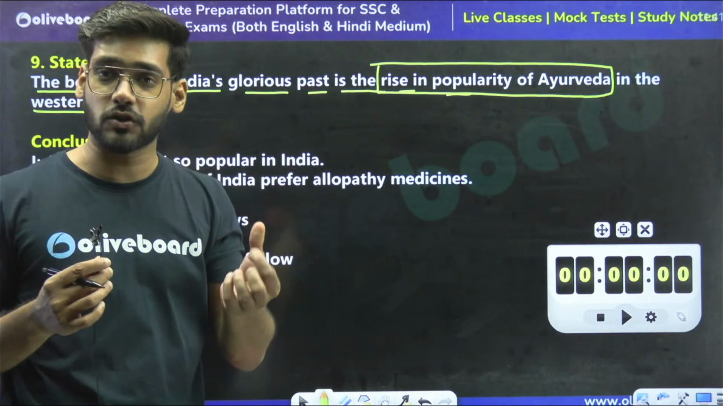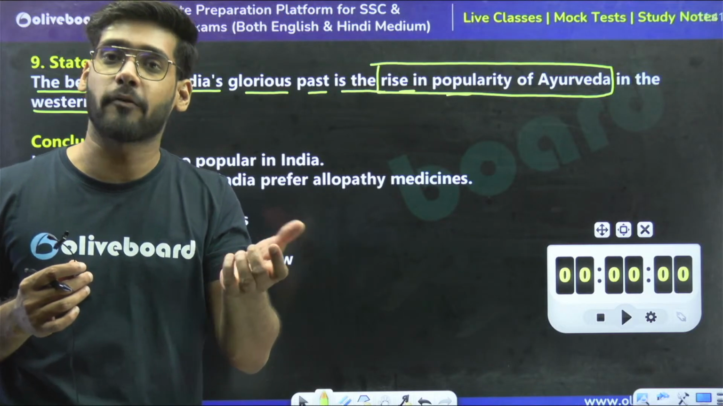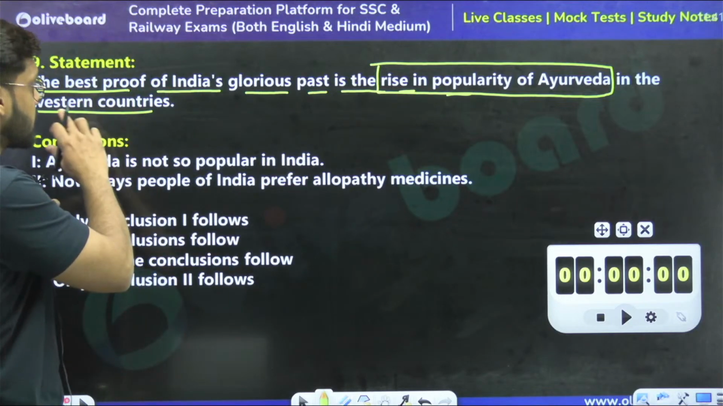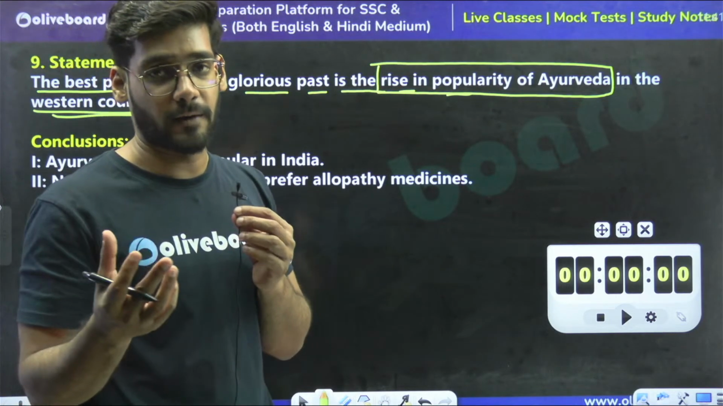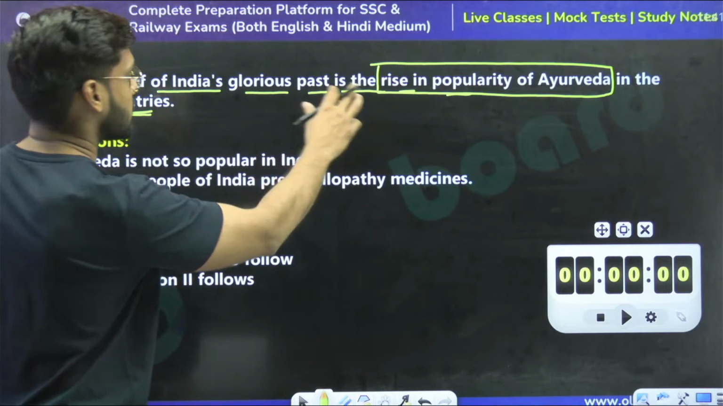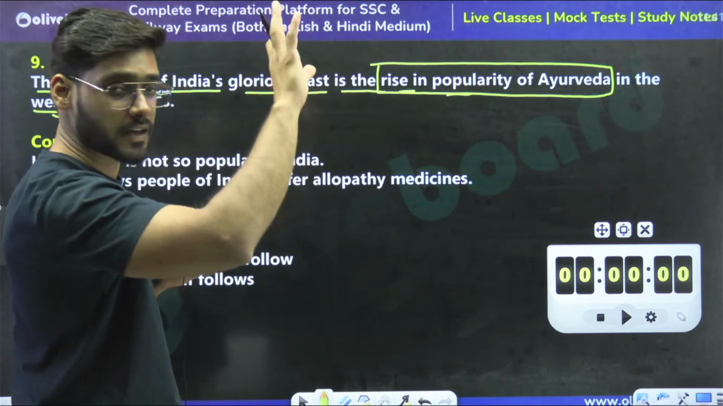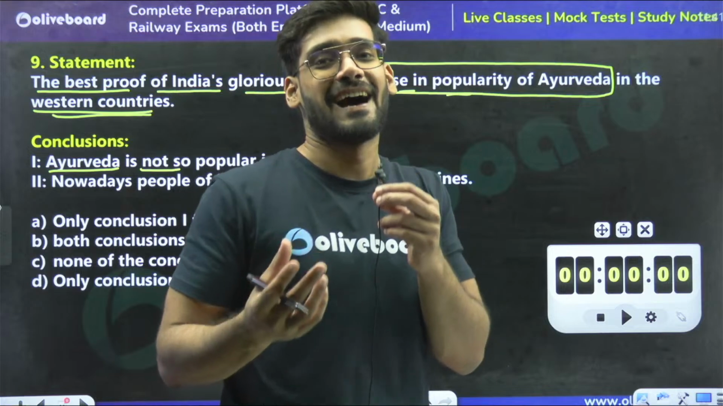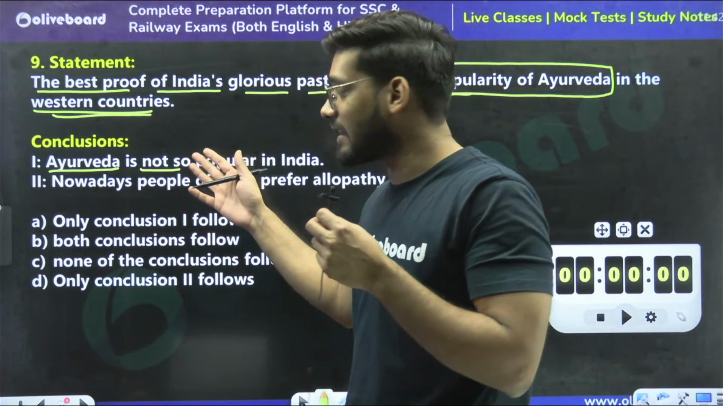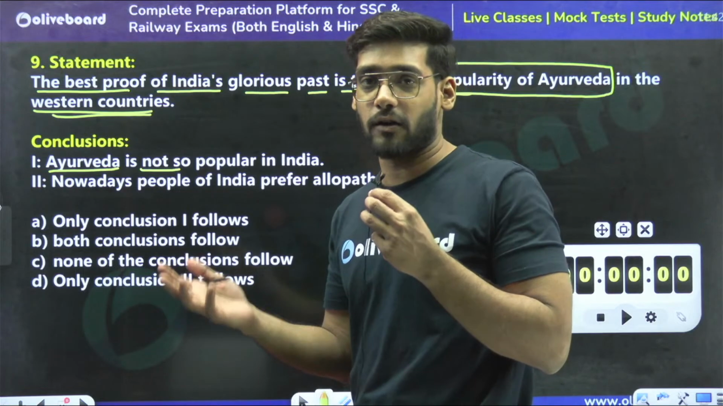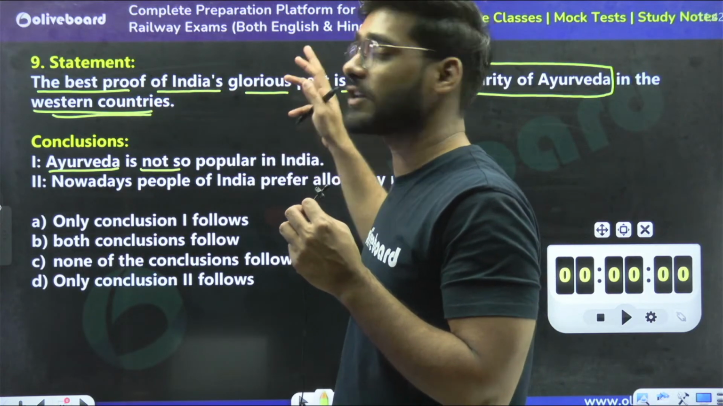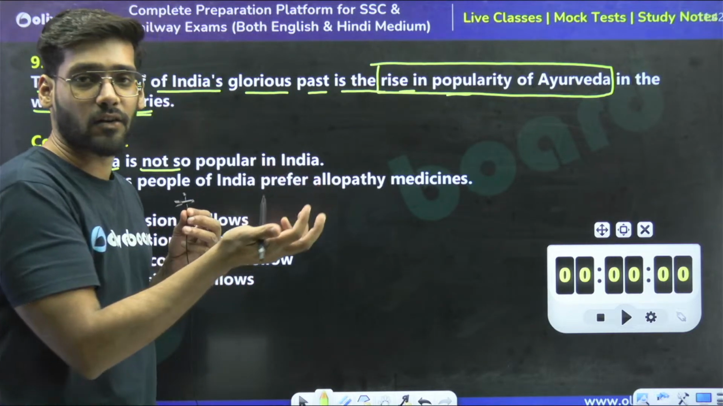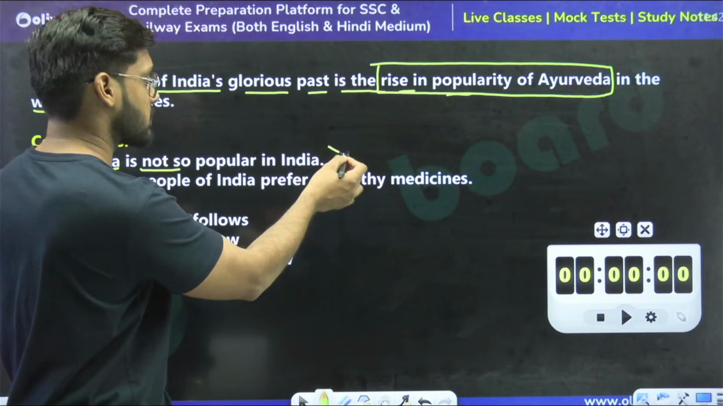In the past, we used to treat people with the help of Ayurveda, right? And now this Ayurveda is getting popular in which countries? Western countries. So this is the proof of India's glorious past, right? Conclusion: Ayurveda is not so popular in India. How? Ayurveda was born in India. That is the best proof of India's glorious past, that Ayurveda originated from India. So how can Ayurveda not be popular in India? So the first one is wrong.